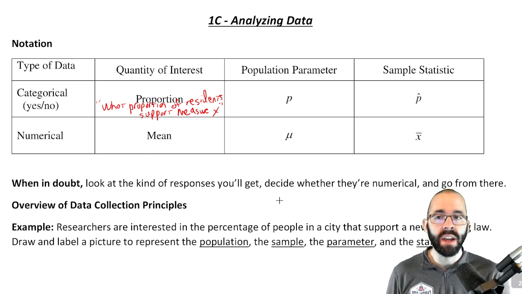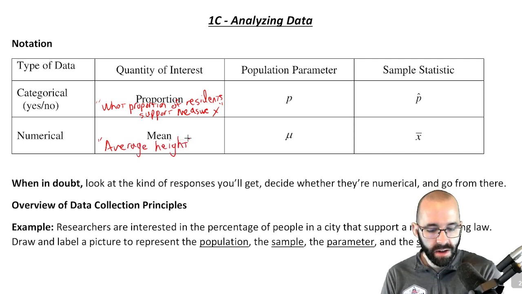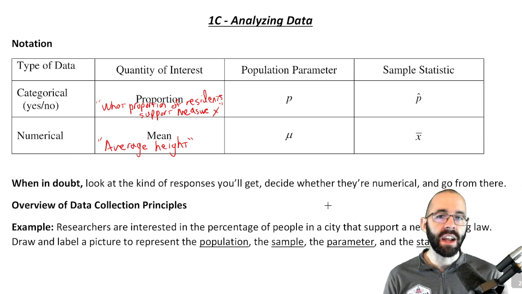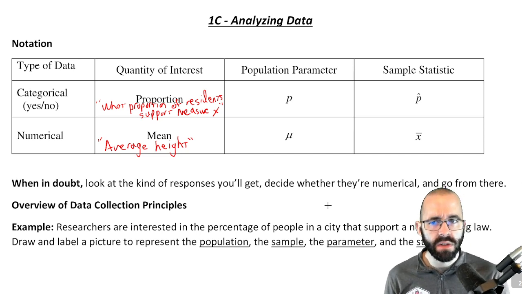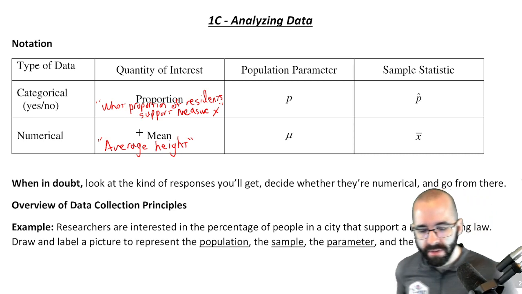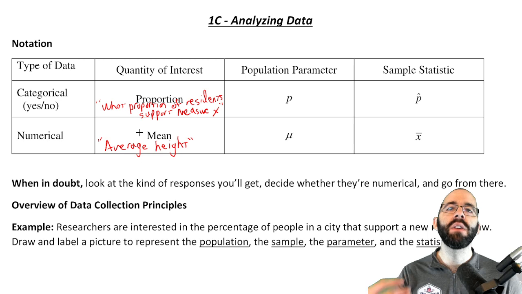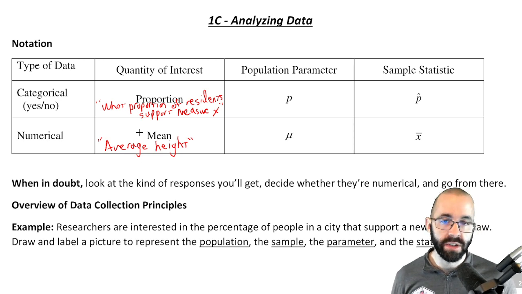Okay, for numerical data, a lot of times means are useful. Like the average height. Height was numerical, so we're looking at the mean, and mean just means average. By the way, mean and average mean the same thing. And so if we know we're doing categorical data, then we know we're probably talking about proportions.